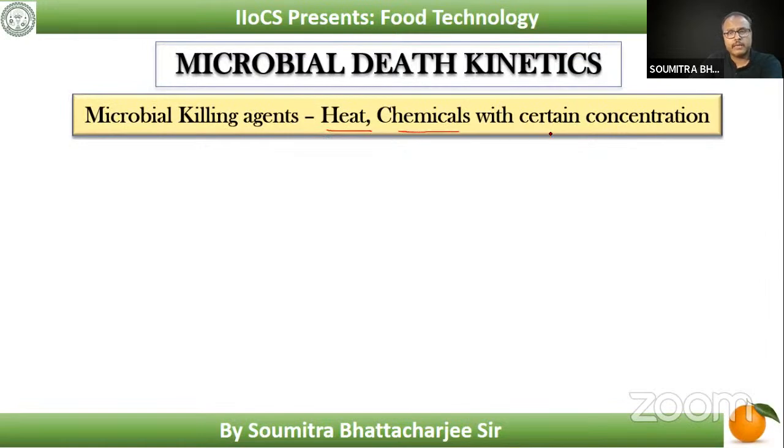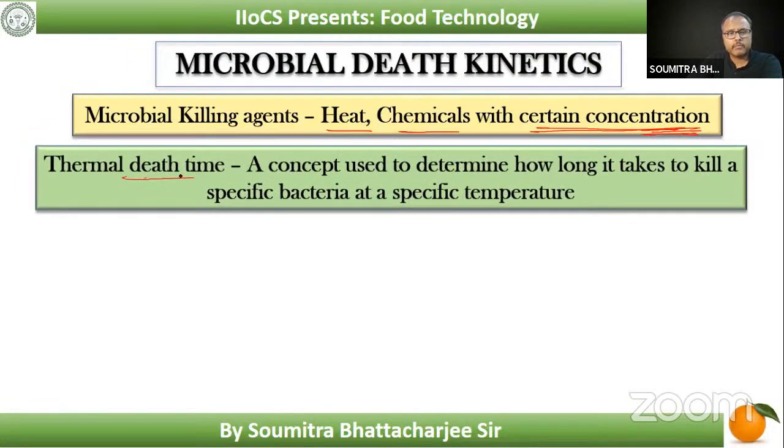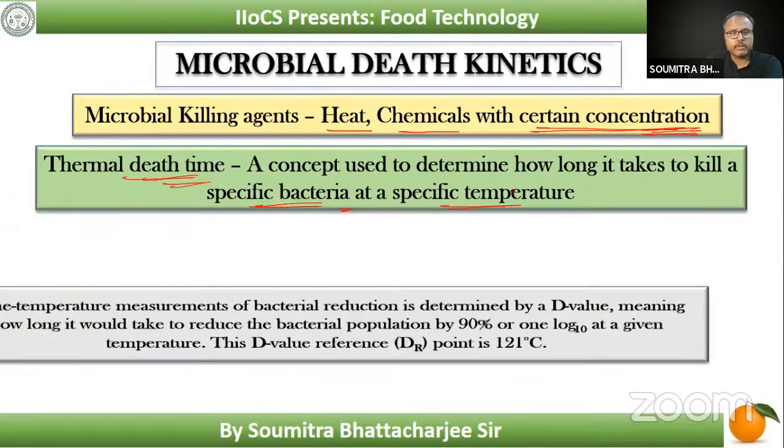First, heat, chemicals, and along with that, certain concentrations itself. There can be certain concentrations which remain present, which can kill the microbe. Okay, the thermal death time, what is happening? Thermal death time means the time period in which the microbe or the bacteria will take to kill a specific bacterium. That means it will always take a specific time period to kill a specific bacterium at a specific temperature. We represent it as the thermal death time.